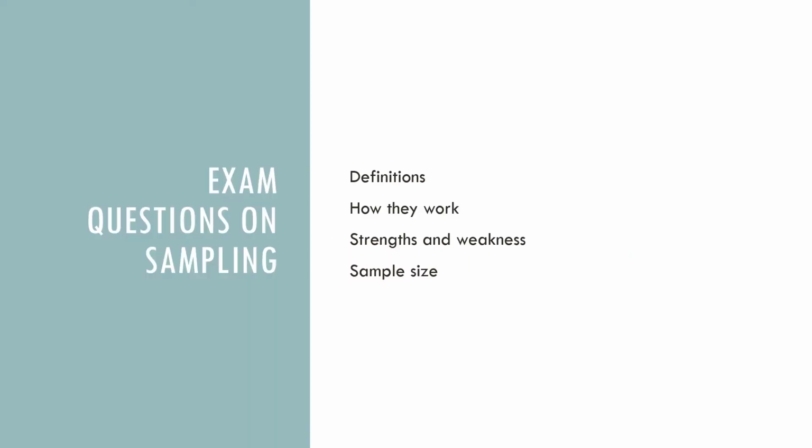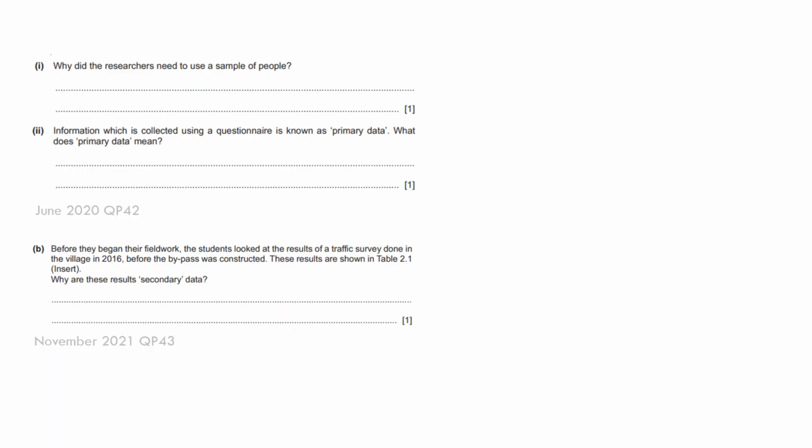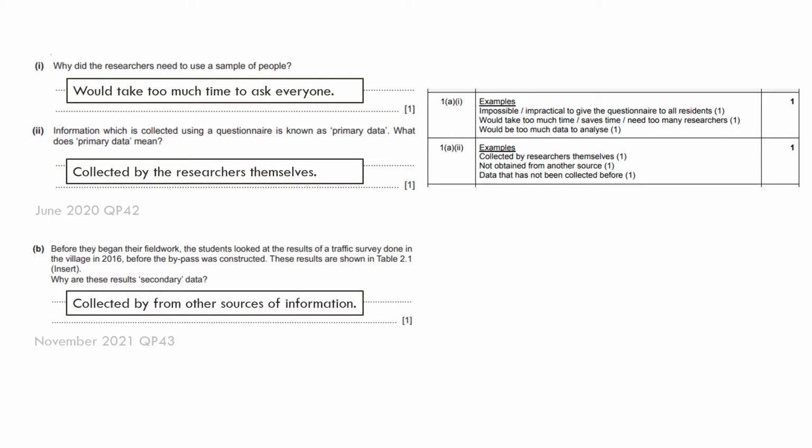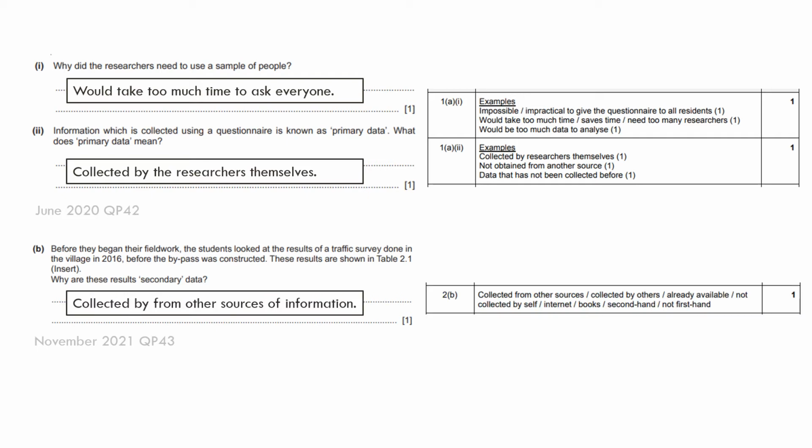So let's look at some exam questions on sampling. The first one, as you can see here, is why did the researchers need to use a sample of people? What does primary data mean? What does secondary data mean? So you should be able to think about why we'd take a sample. It takes too much time to ask everyone. Primary data is where it's collected by the researchers themselves, and secondary data is from other sources of information. So again, have a little look, pause the video, take some notes on why we use a sample of people and the key differences between primary and secondary data.